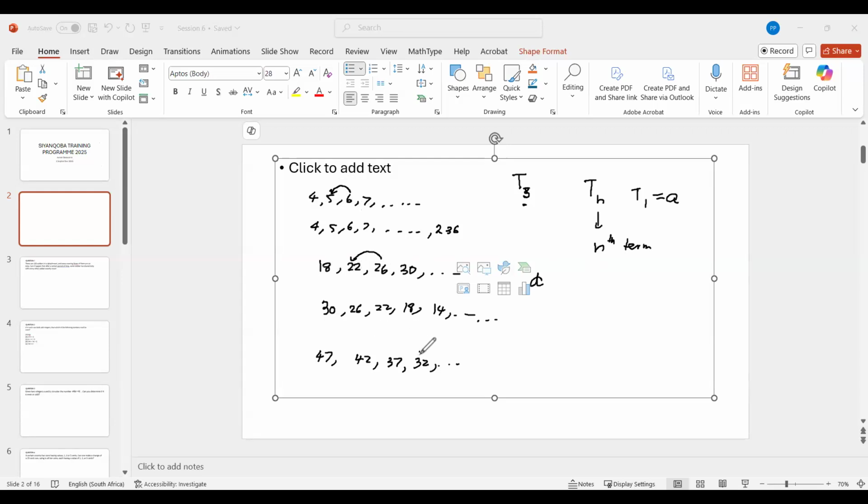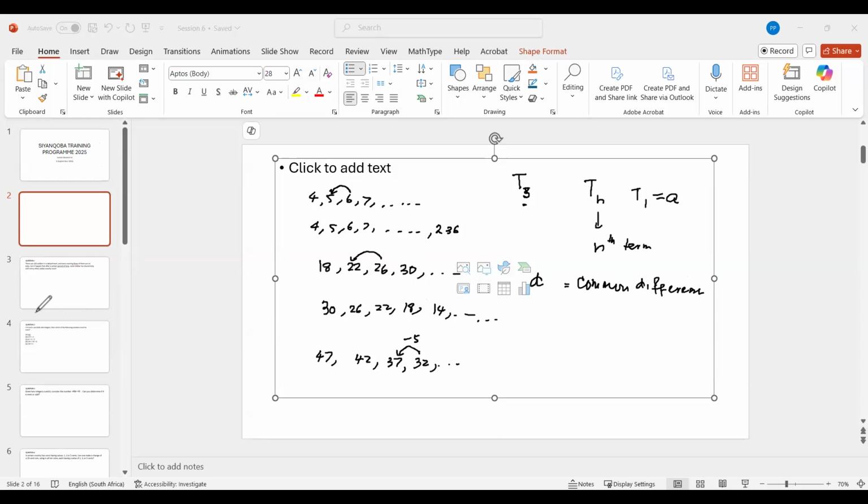Here you've got 32 minus 37 is negative 5, right? And that is your difference, the D, in this example here. So D is actually called the common difference because it's the same difference right throughout. I said these sequences we are working with, they all have this pattern that you are adding something, the same thing right throughout, or subtracting it. Okay.